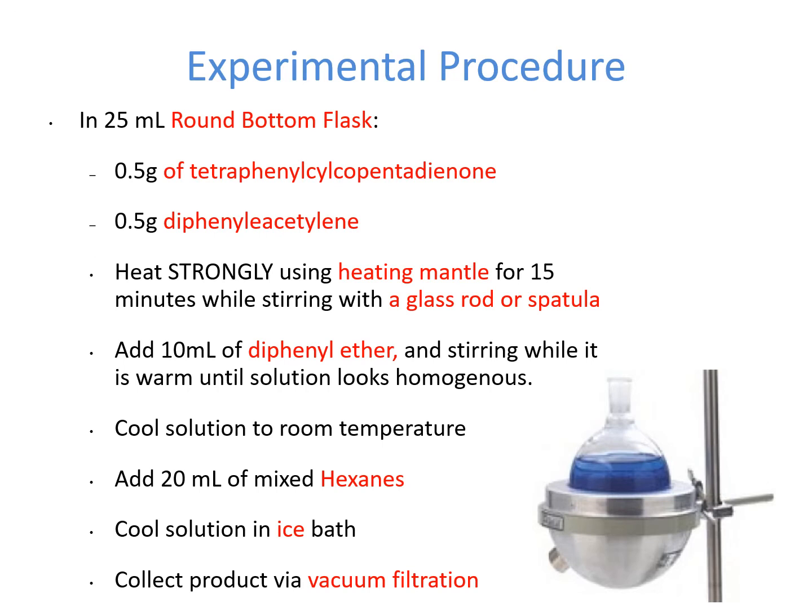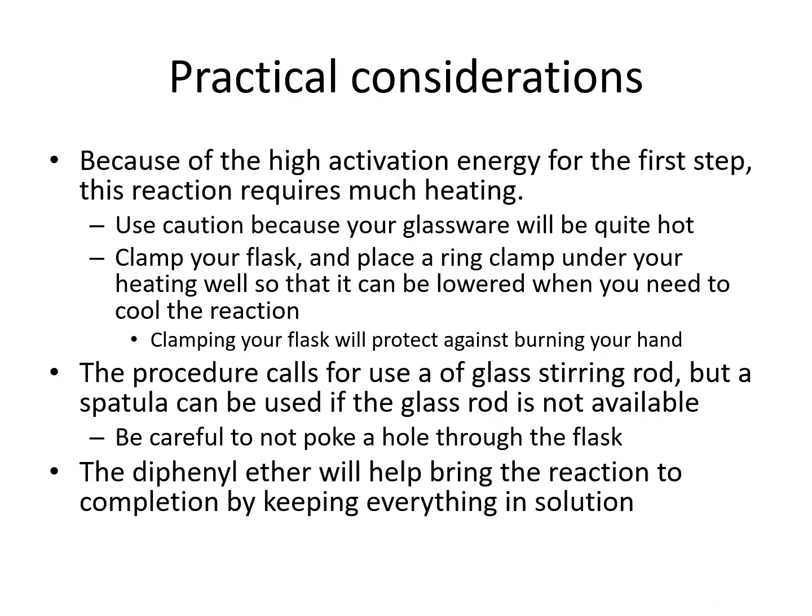Here we explain the experimental procedure. We're going to mix 0.5 grams of tetraphenylcyclopentadienone and 0.5 grams of diphenylacetylene. We're going to heat strongly using the heating mantles for 15 minutes while stirring with a glass rod or a spatula. After this, we're going to add 10 mL of diphenyl ether and stir while it warms until the solution looks homogeneous. We're going to cool the solution to room temperature, add 20 mL of mixed hexanes, cool the solution in an ice bath, and collect the product via vacuum filtration.